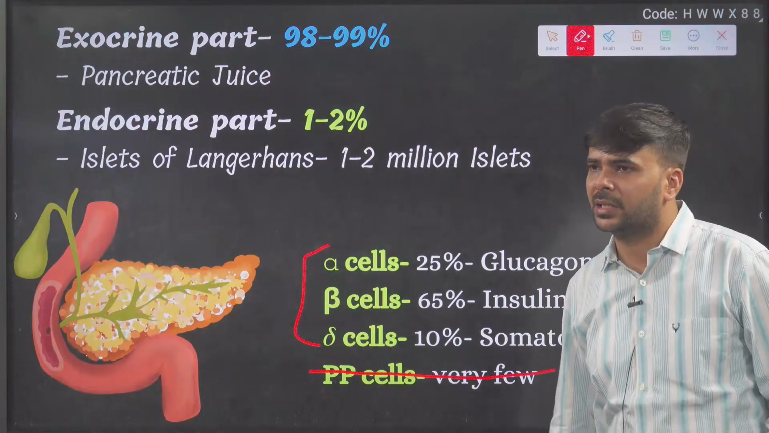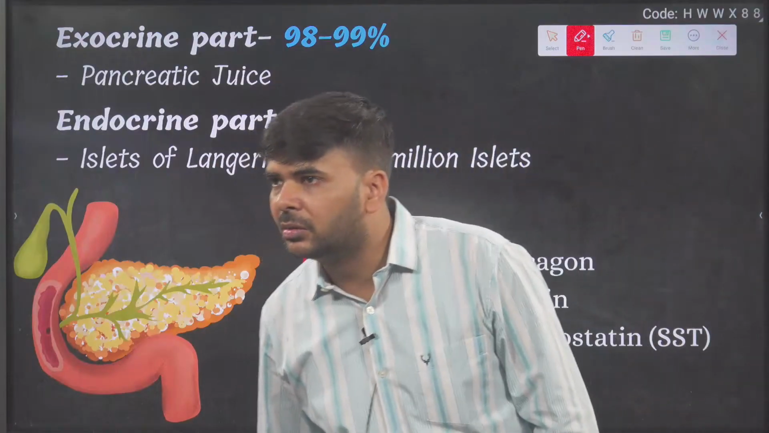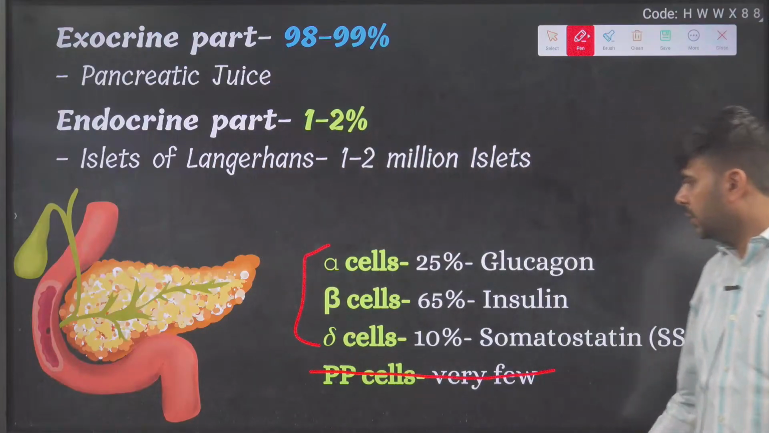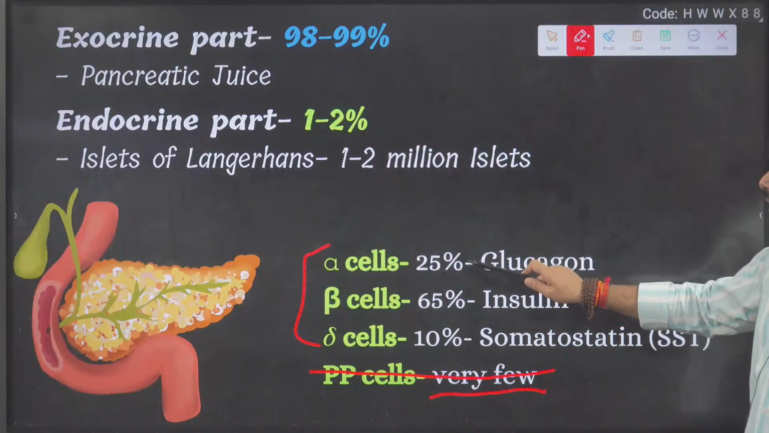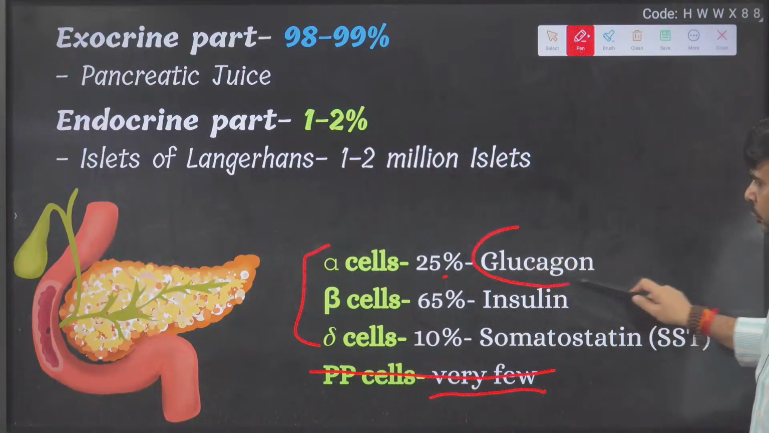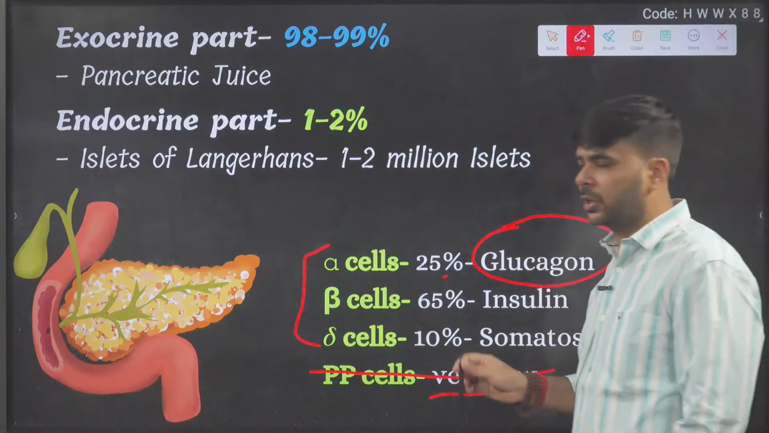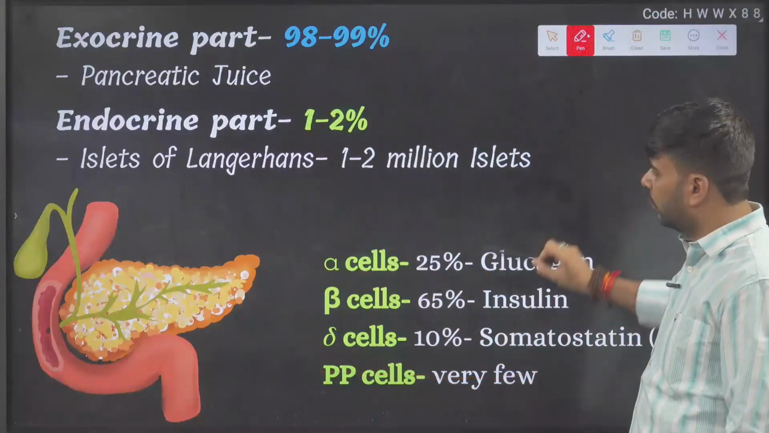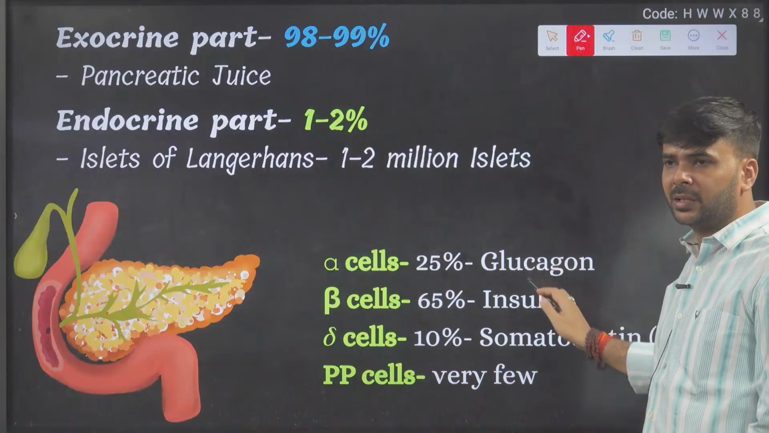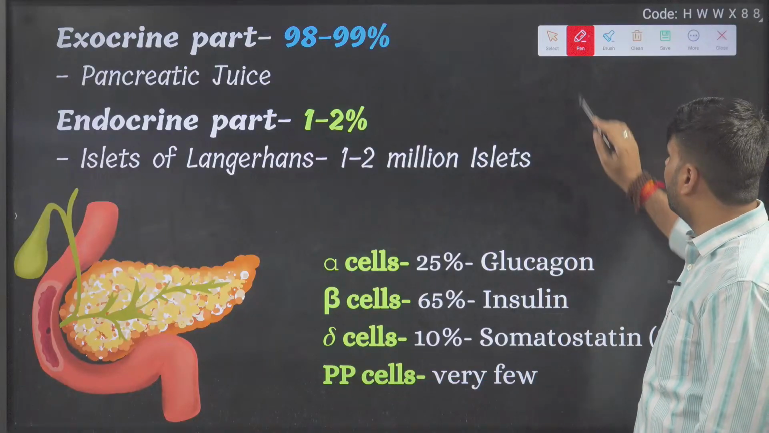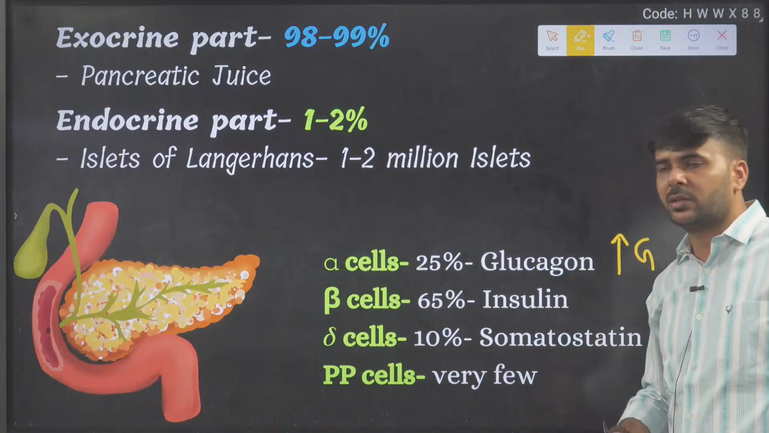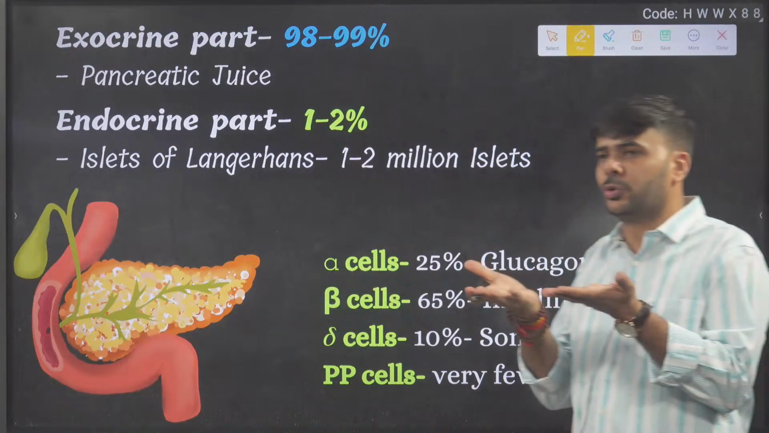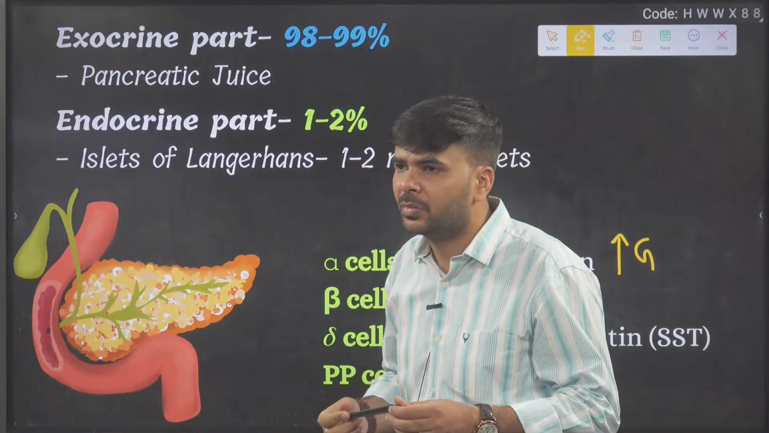Yes, Ajay Varma, it is a mixed gland. Very good. Then go to PP cells. PP cells are very few, so neglected. Alpha cells are 25% and release glucagon. This is most important, everyone. Glucagon is the first hormone you studied here in the pancreas. Glucagon increases blood glucose. Very good.